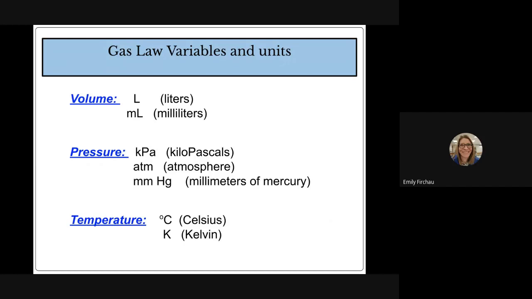So volume will either be in milliliters or liters. Pressure is in kPa, atm, or mmHg, which is millimeters of mercury. Temperature will either be in Celsius or Kelvin, but anytime you're plugging the number into the problem, it has to be in Kelvin.